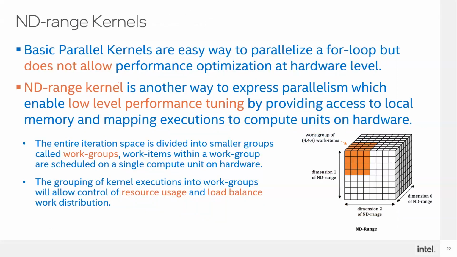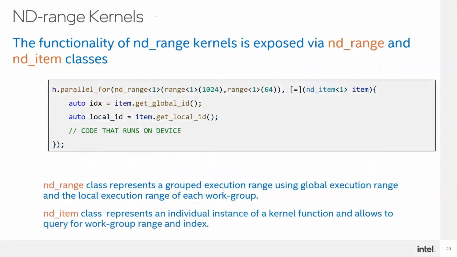Again, this kind of grouping of kernels into workgroups will allow you to better control resource usage and work distribution. And you are passing it as an argument the same way as we were doing before, but you are explicitly specifying not only the whole iteration space, the global range, but also the local one, the local size. Local size is actually workgroup size. So you can say that you want to split this iteration space into workgroups consisting of 64 work items.